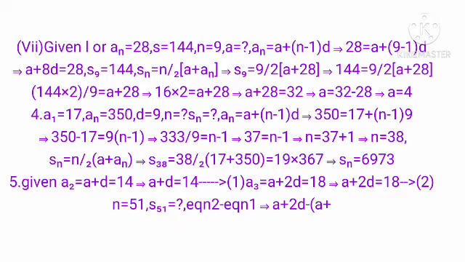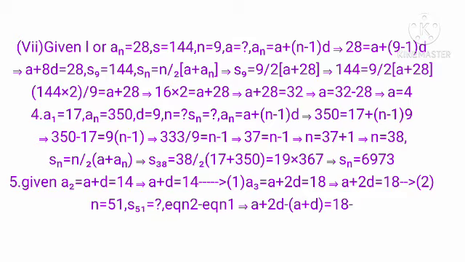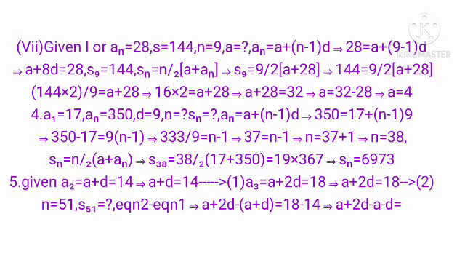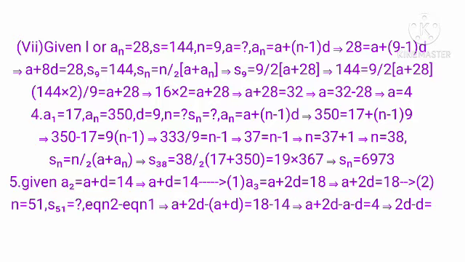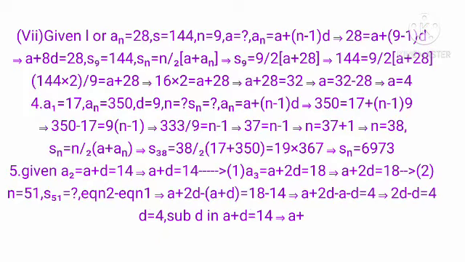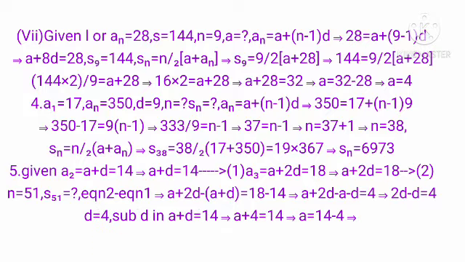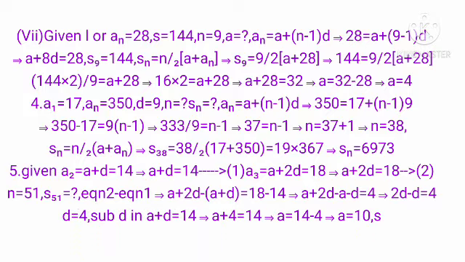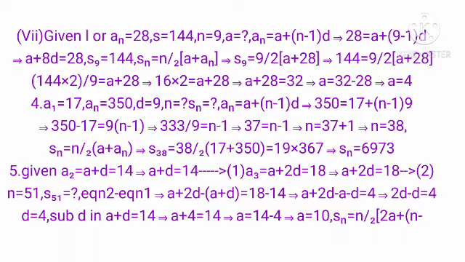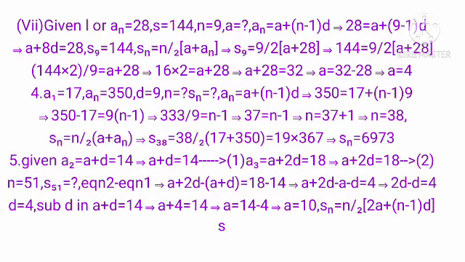Equation 2 minus equation 1. What is equation 2? a plus 2d minus of equation 1, which is a plus d, that is equal to 18 minus 14. Implies a plus 2d, remove that bracket, minus a minus d is equal to 18 minus 14, which is 4. So a cancels, 2d minus d is equal to 4, d is equal to 4. Substitute d in a plus d equal to 14, implies a plus 4 is equal to 14, implies a is equal to 14 minus 4, implies a is equal to 10.